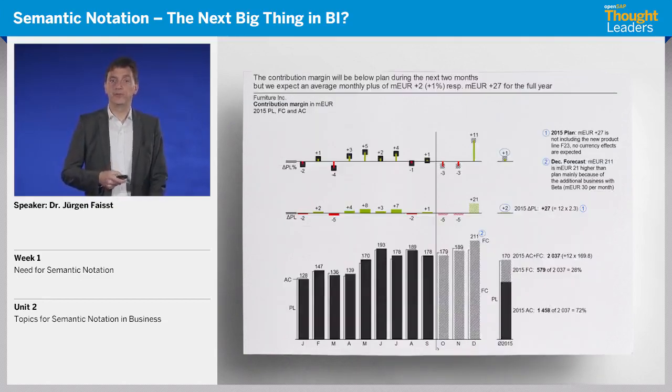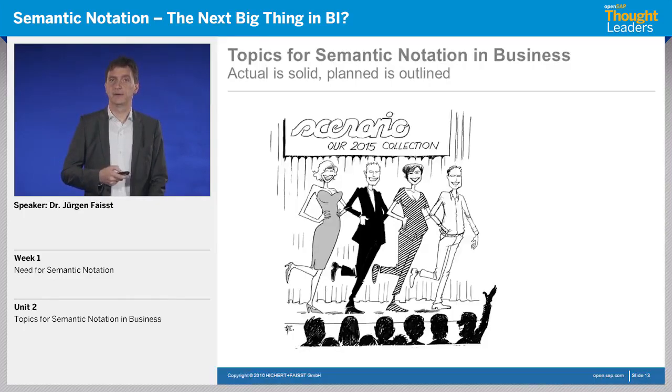Or if you look at a chart, let's say a column chart, here the same visualization applies. Look at the columns. The columns are black for actual, the forecast is hatched and the plan is outlined.